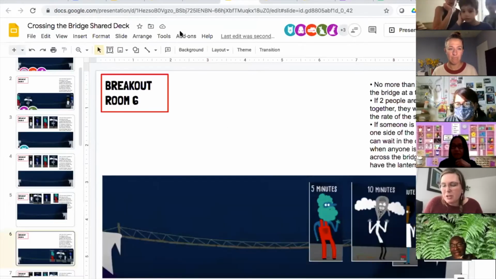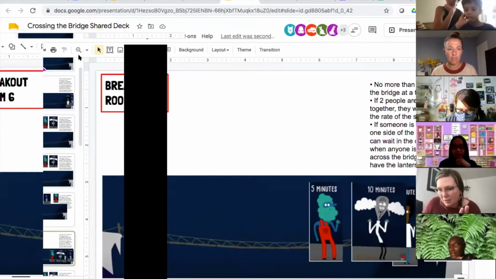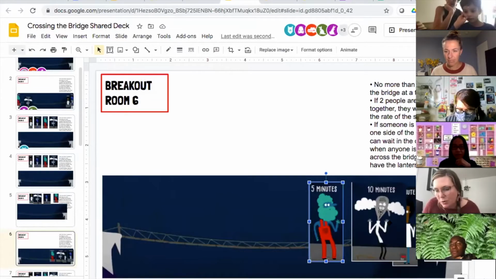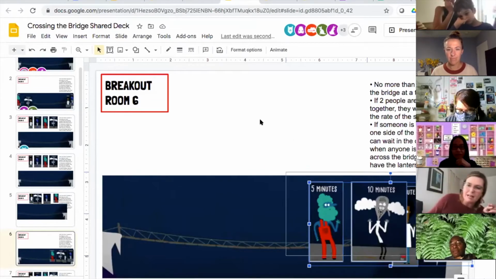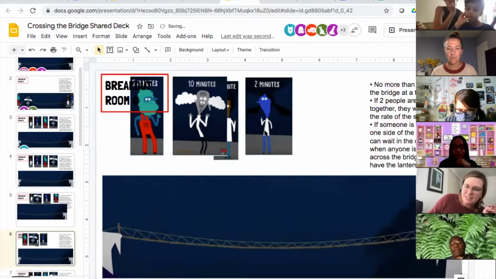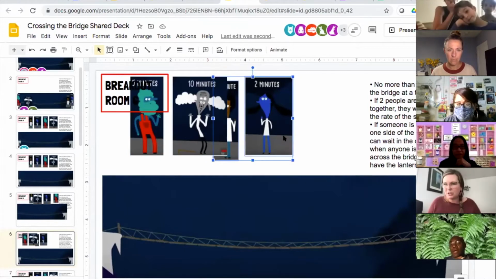Philip, the 2-minute person is gonna run back. They're gonna hand them the lantern, and the assistant is gonna run back. Yeah, the 5-minute person doesn't come back. The 2-minute person was over there.